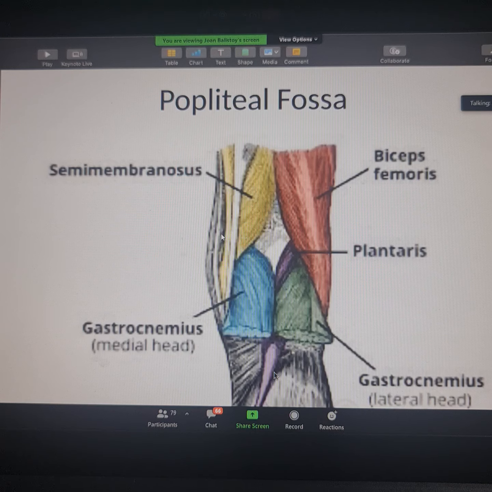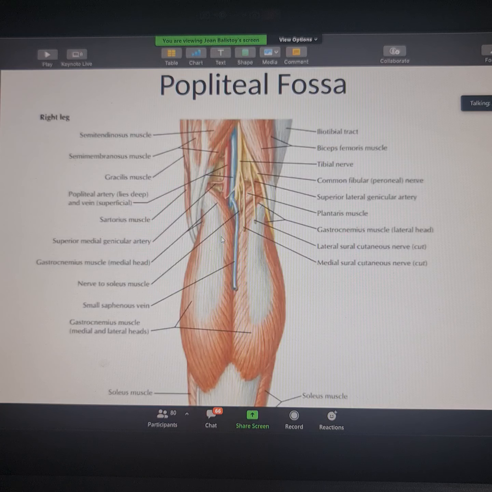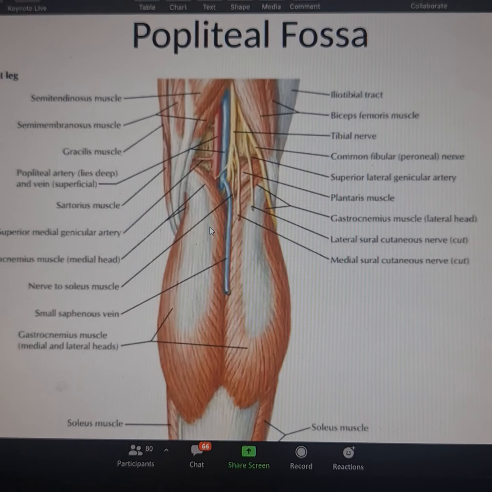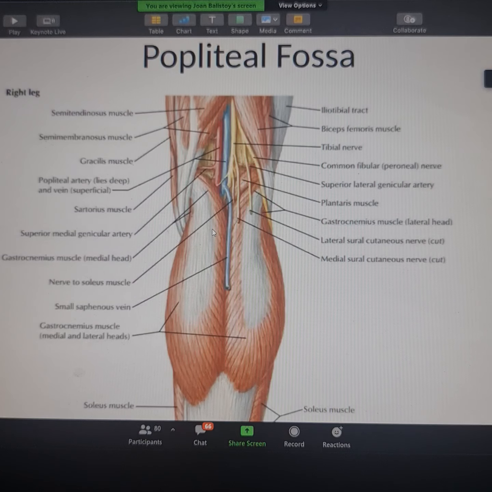In the practical exam, all you have to know is where they are located. Because by knowing where they are located, you can guess where they are inserting or attaching or originating, unless you don't know the parts of the bone, because they all came from the bone. So if you know the area, you will be able to appreciate where they are originating or inserting. All right. Now, at the popliteal fossa, there are structures that you can see.